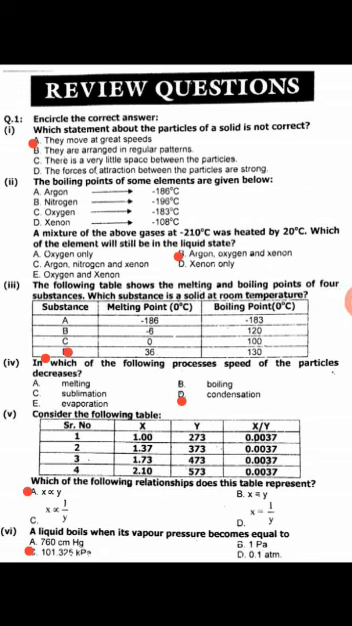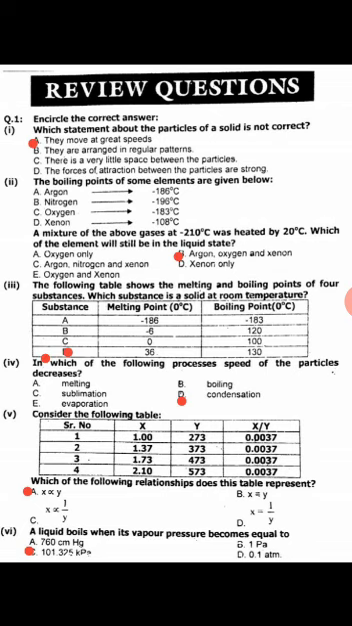Now we are moving towards question number 5. Consider the following table. In this table we have been given 4 relationships between volume and temperature, or their respective y. Here we consider x as volume and y as temperature. So in the first serial number, you can see that x is equal to 1.00 and y is equal to 273. Total x by y is 0.0037.